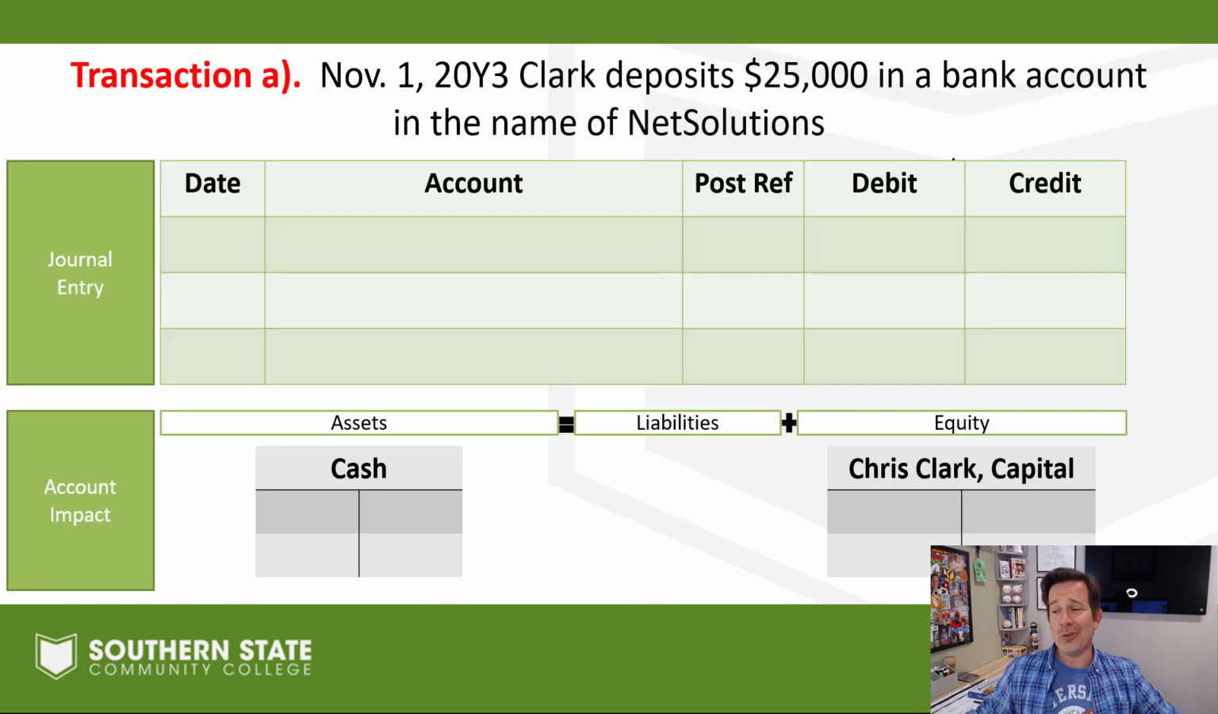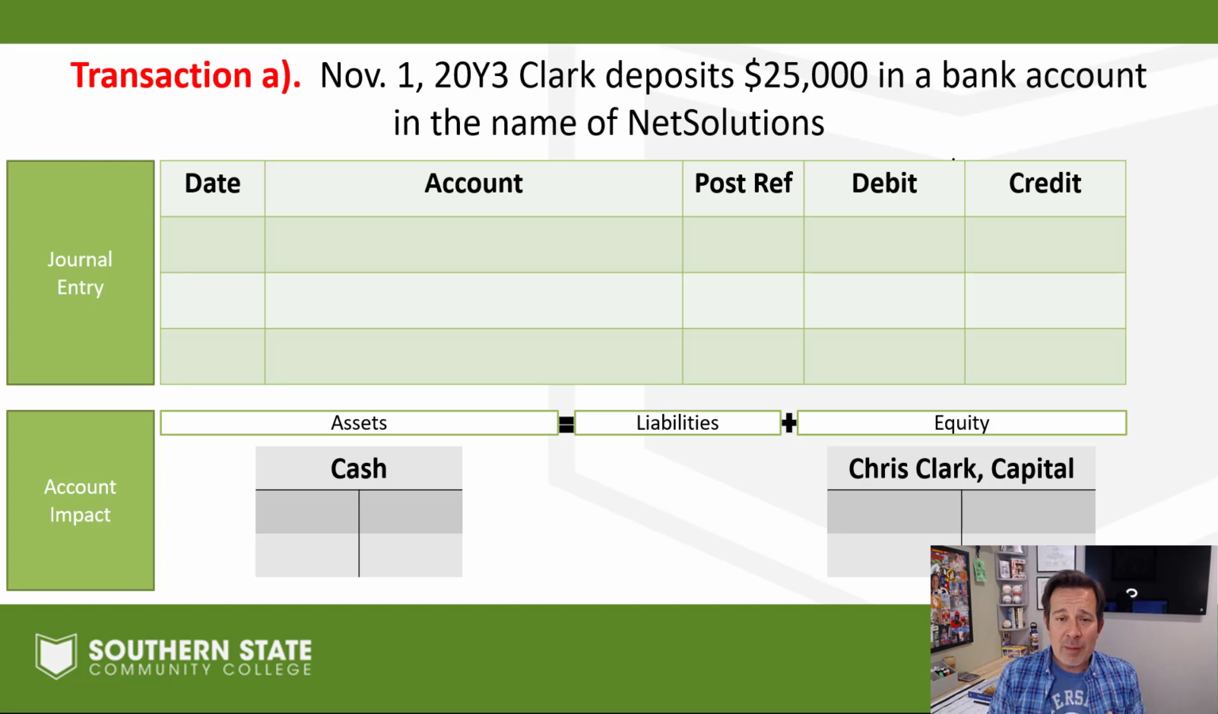So here we go. Transaction A. We have Chris Clark, you remember, the founder of the business, Net Solutions. He started off by putting $25,000 into a bank account in the name of Net Solutions. So he's funding the business here.